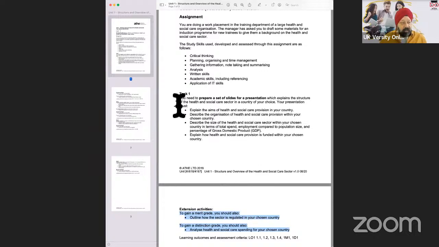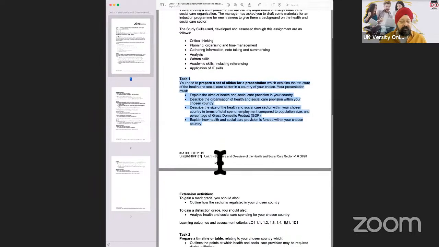But I would not be accepting this assignment if task 1 is not produced as a presentation, because it is very clearly asking you to develop presentation slides which will cover some of these assessment criteria, which are given together here as bullet points.